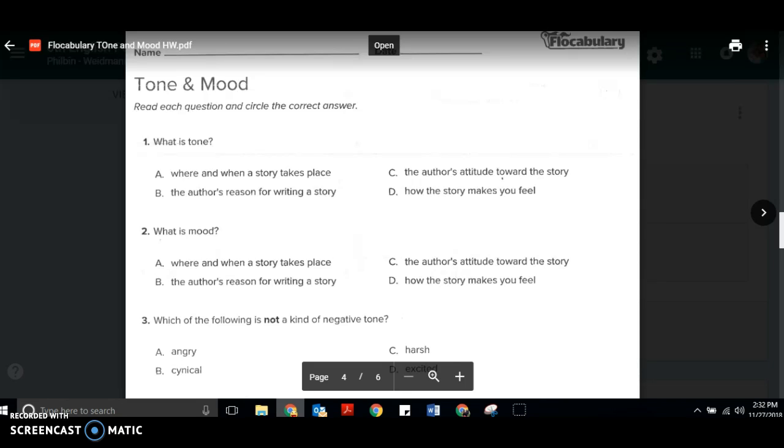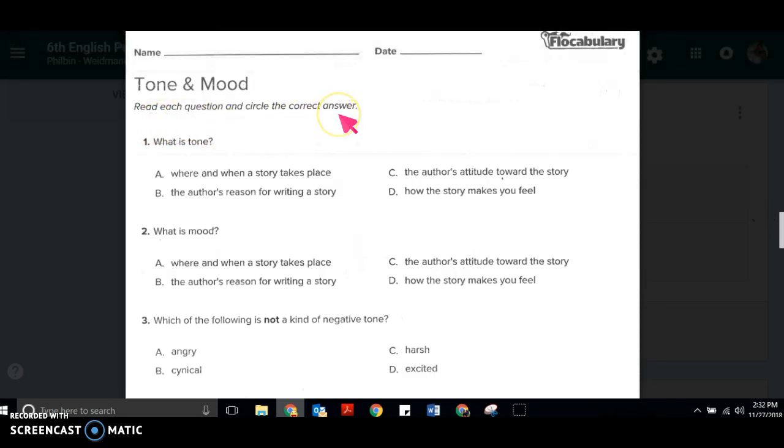Please turn to the next page, titled Tone and Mood. Read each question and circle the correct answer. What is tone? A. Where and when a story takes place. B. The author's reason for writing a story. C. The author's attitude toward the story. Or D. How the story makes you feel.